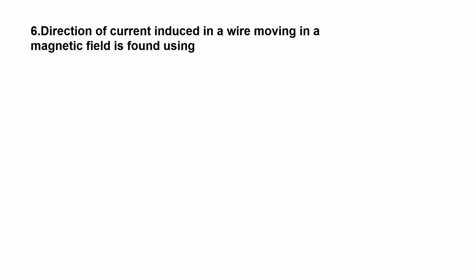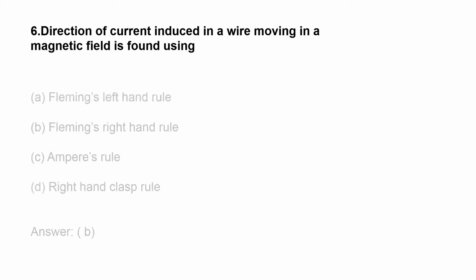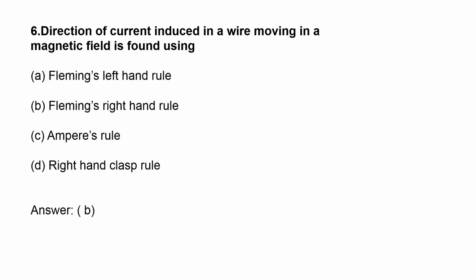Next, sixth question. The direction of current induced in a wire moving in a magnetic field is found using, options are: Fleming's left hand rule, option B Fleming's right hand rule, option C Ampere's rule, option D right hand clasp rule. Here the direction of current induced in a wire moving in a magnetic field is found using, the answer is option B, Fleming's right hand rule.